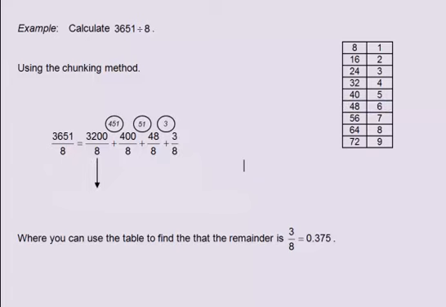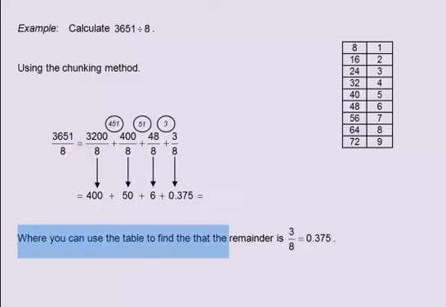3200 divided by 8 is 400. 400 divided by 8 is 50. 48 divided by 8 is 6. And 3 divided by 8 is 0.375, where you can use the table to find that the remainder is 3/8 equals 0.375. So 3651 divided by 8 equals 400 plus 50 plus 6 plus 0.375, which equals 456.375.